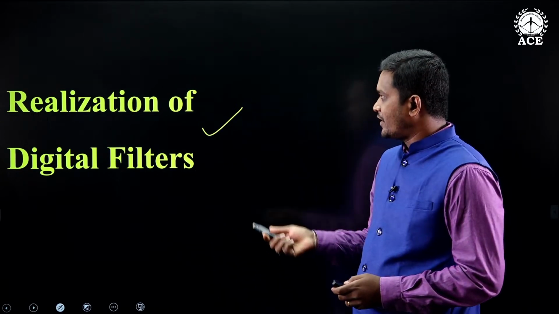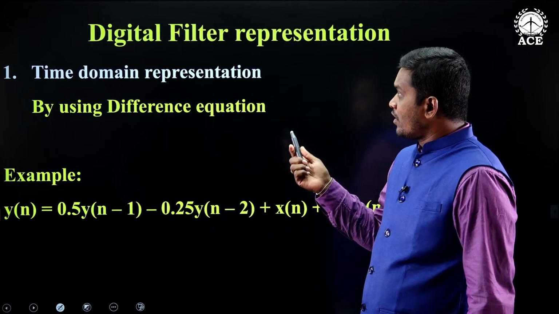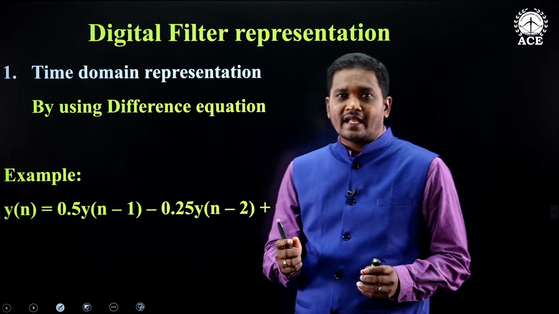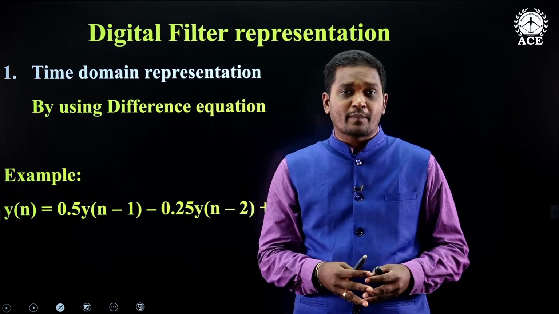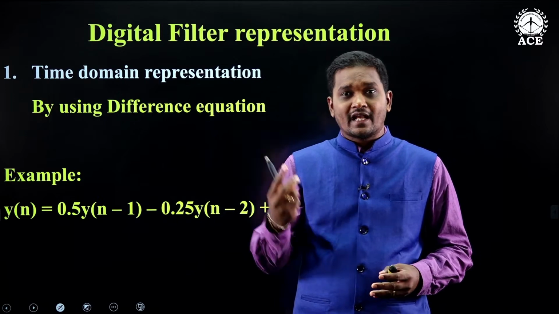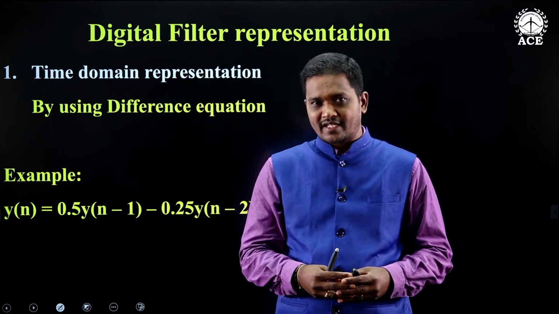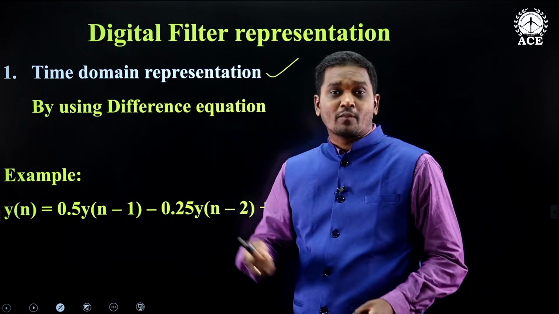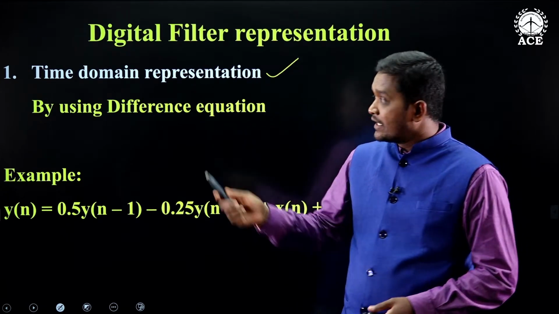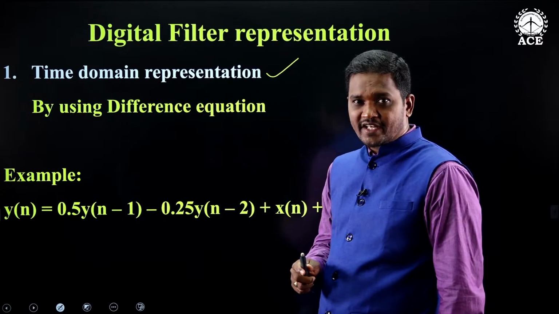Let us see now, first of all, how to represent a digital filter. First of all, you have to know what are the ways to represent a digital filter. There are two ways to represent a digital filter. One is time domain representation, another is Z domain representation. First of all, let us see time domain representation.